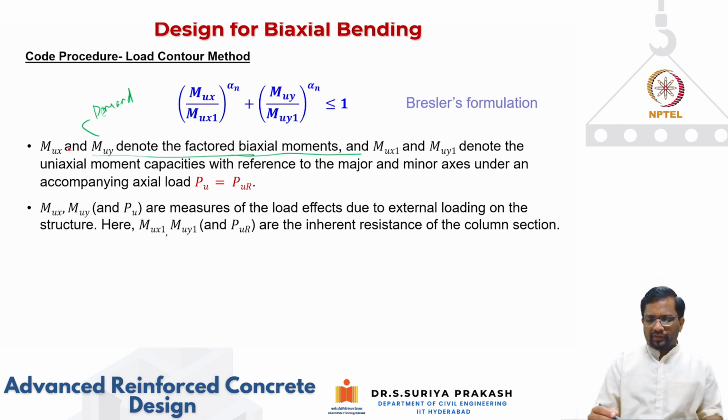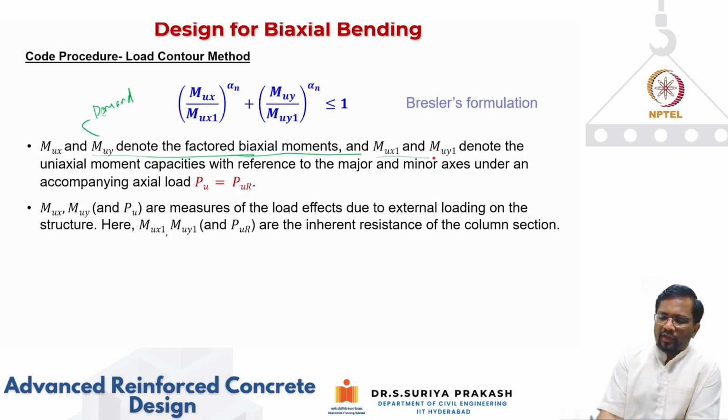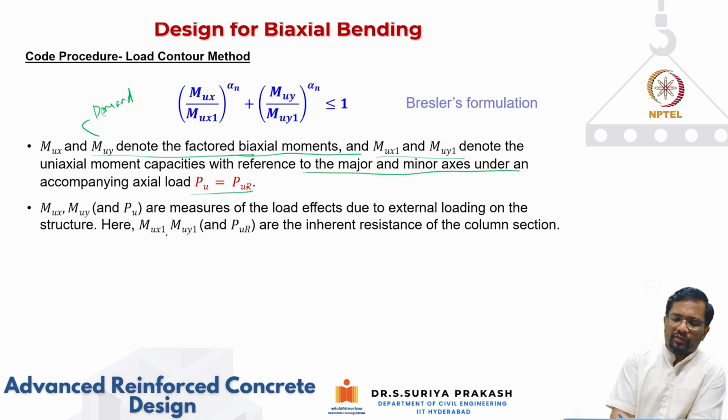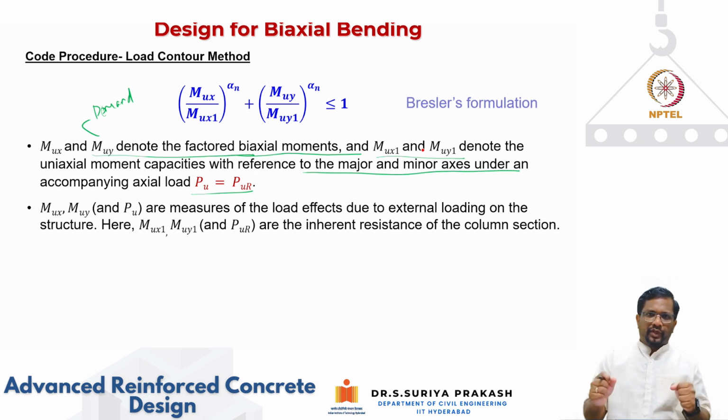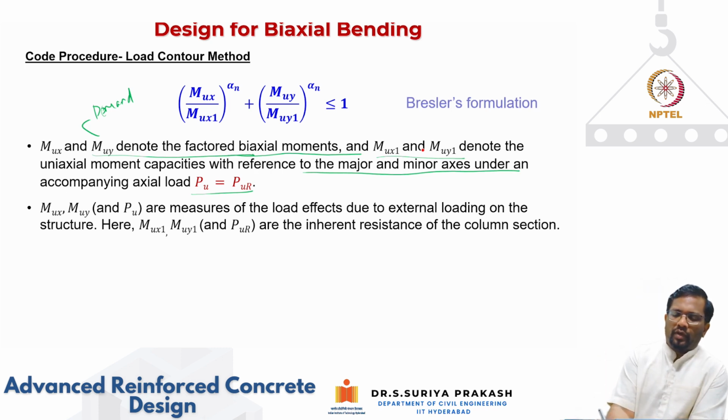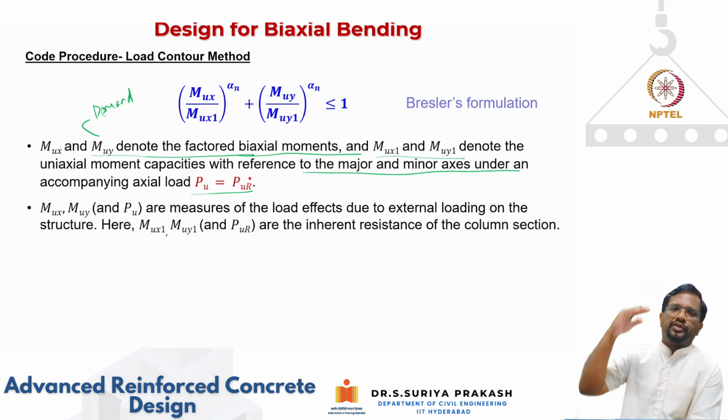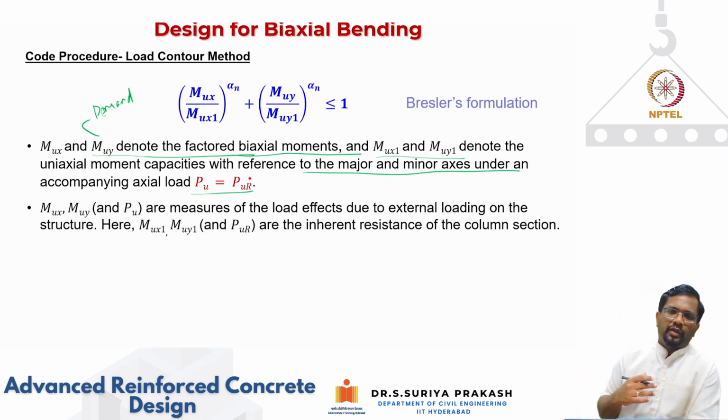For the assumed gravity loads and lateral loads, you do analysis and you get your demand for a particular cross section like this. And then MUX1 and MUY1 denote the uniaxial bending moment capacities with respect to the major and minor axis under an accompanying axial load. That means MUX1 and MUY1 are not fixed values. It depends upon what level of axial compression at which you are calculating your uniaxial bending moment capacity. So this is what we said.